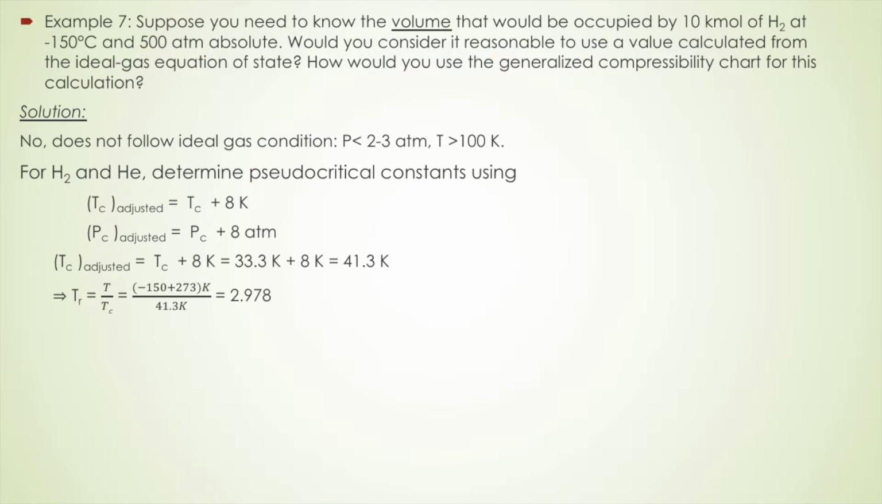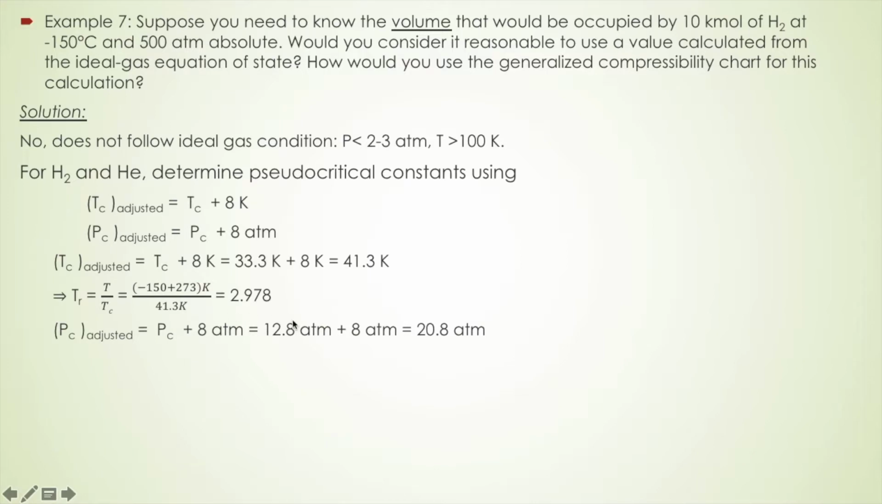When you get the adjusted critical temperature, you can use that to calculate the reduced temperature. Remember, this T sub C here for hydrogen gas has to be the adjusted value, not the true value, not the value you found in the book. So this actually has to be written as T sub C adjusted. When you are calculating for the species hydrogen or helium, you have to use the adjusted value.